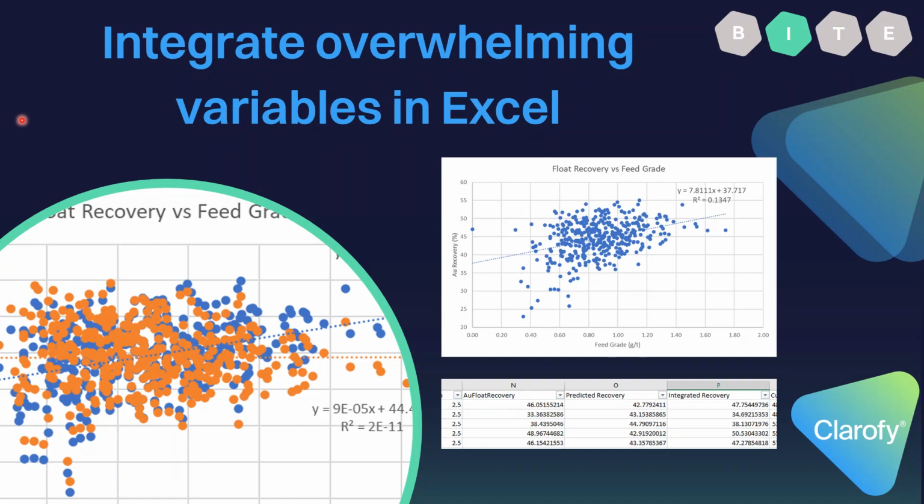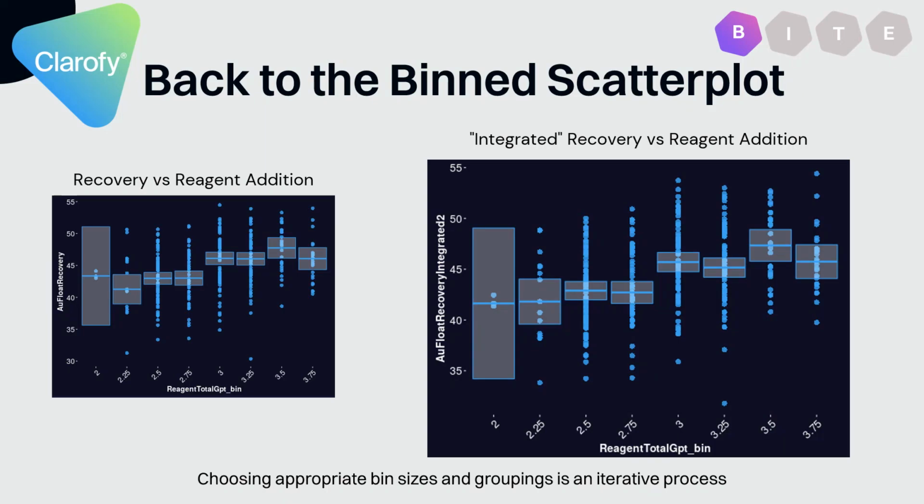All right, so now we're going to do that iterative thing. We're going back to the bin scatter. So this was our first bin scatter. We had our reagent dosage and our float recovery. It looked like this. But now we have our integrated recovery that we've removed the feed grade relationship out of. And in this case, the difference is actually quite subtle. It's not a huge difference, but it is still there.